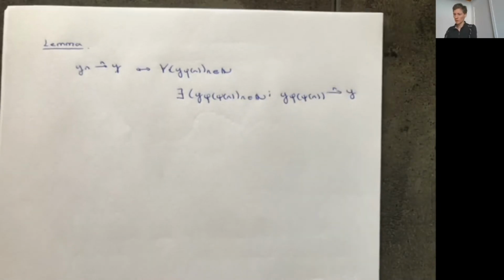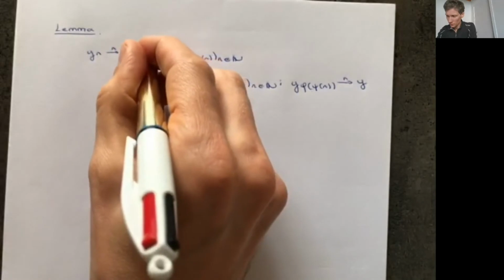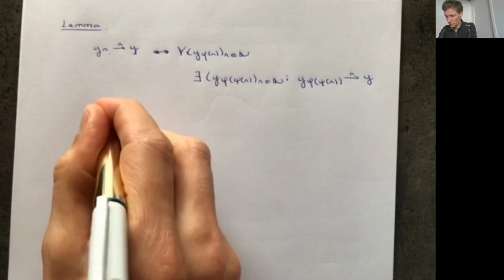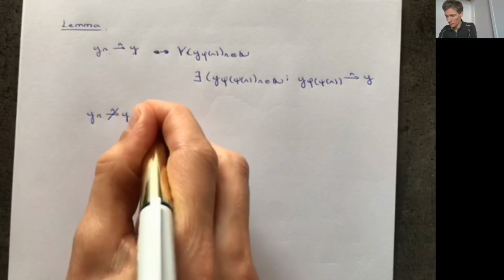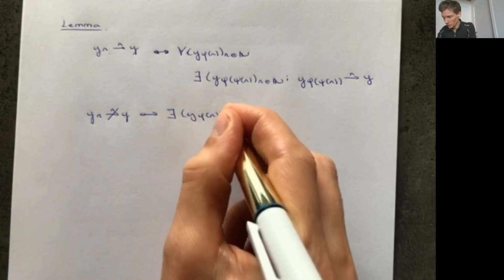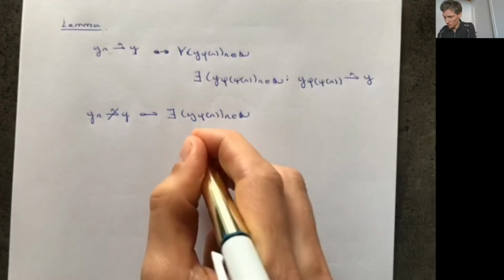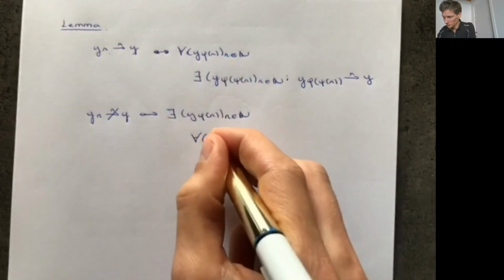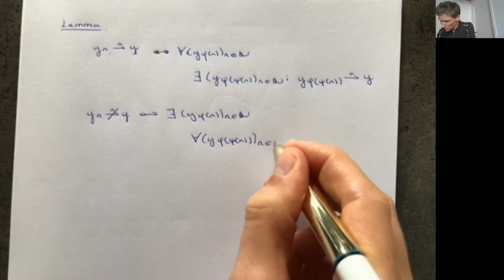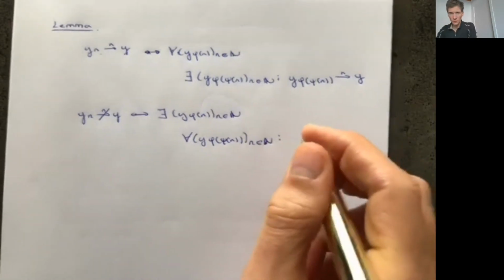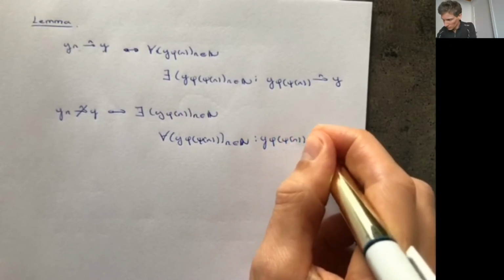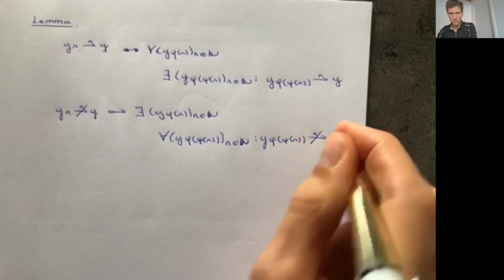converges to y if for any subsequence of the sequence I can find a subsequence that converges to y. And this is an if and only if, so we're going to negate both parts. If you negate both parts, then we get that the sequence yn does not converge to y if and only if I can find a subsequence y phi n such that for all subsequences phi psi n, this subsequence does not converge to y.